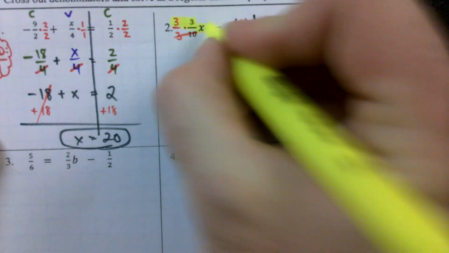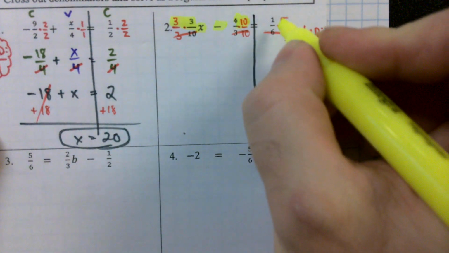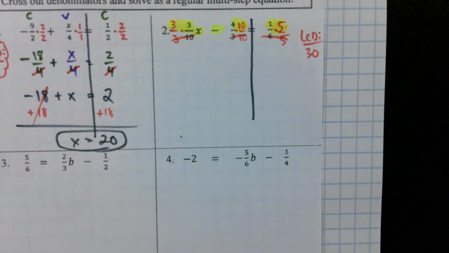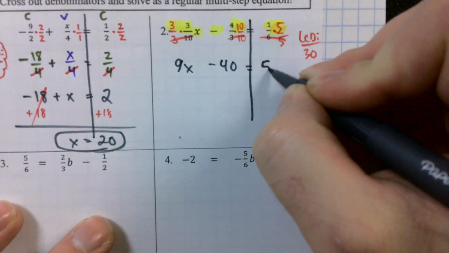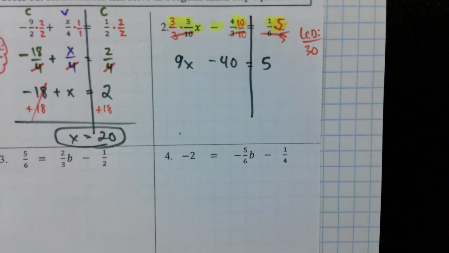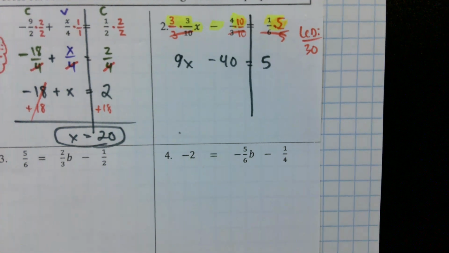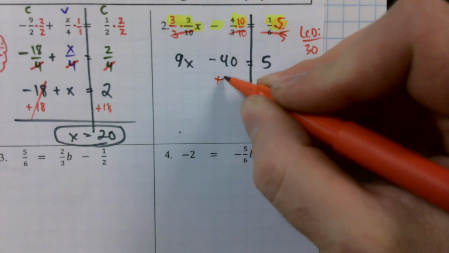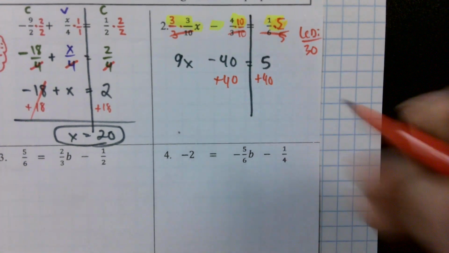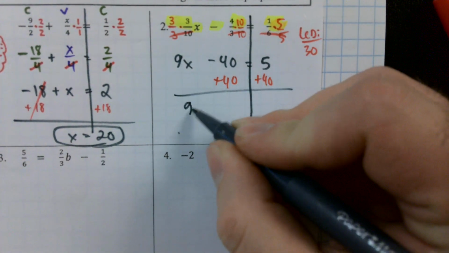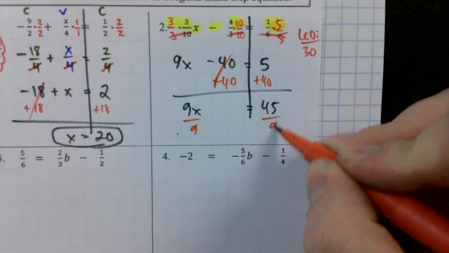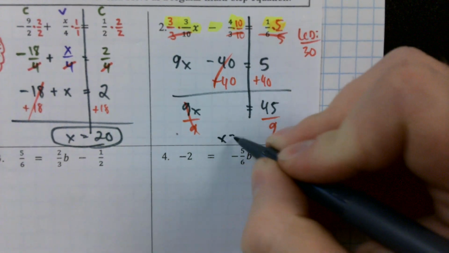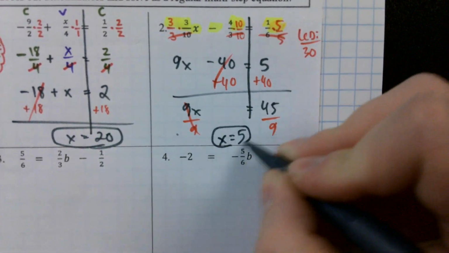3 times 3x minus 4 times 10 equals 1 times 5. What does that give me? 9x minus 40 equals 5. Look how simple that is to solve for us now, right? I get it. You get it. That's good. I'm going to add 40 to both sides, leaving me with 9x equals 45. Divide both sides by 9, and I'm left with x equals what? Boom. Just like that.